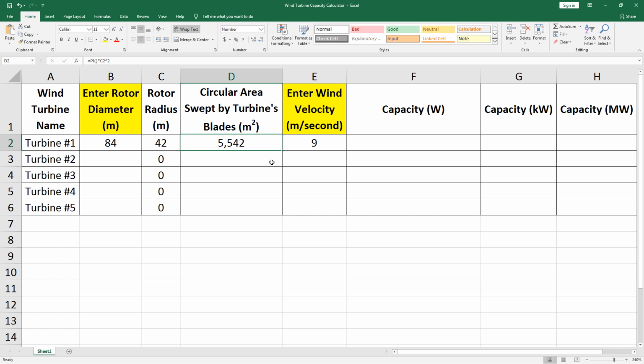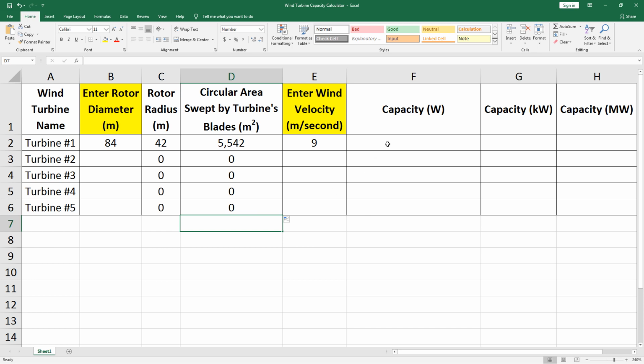Duplicate this formula for rows 3 through 6 by clicking and dragging the small green square in cell D2 all the way to cell D6. Notice that since there are currently zeros in cells C3 through C6, the formula yields 0 for cells D3 through D6.